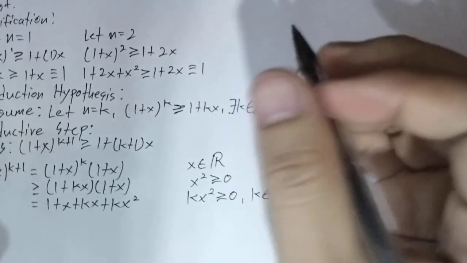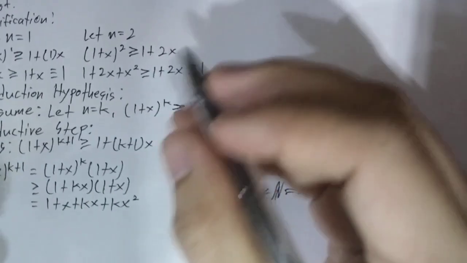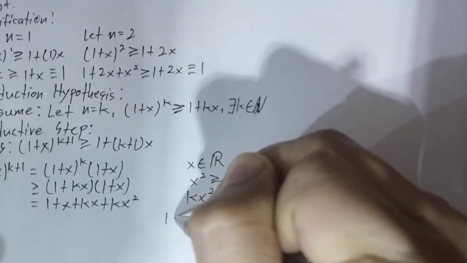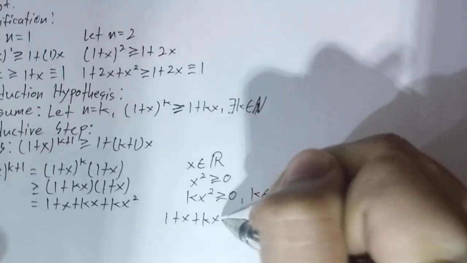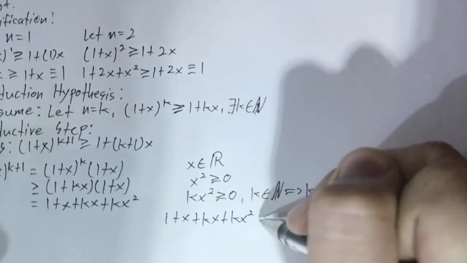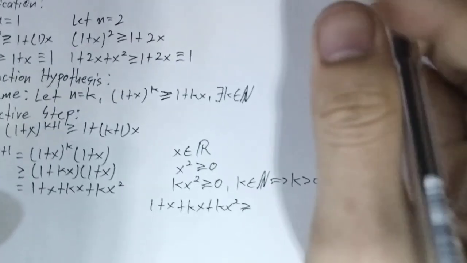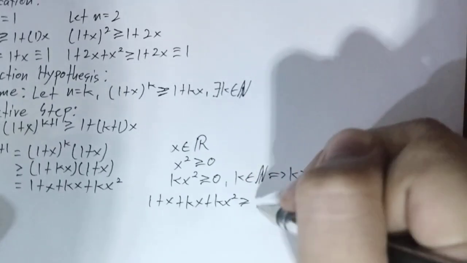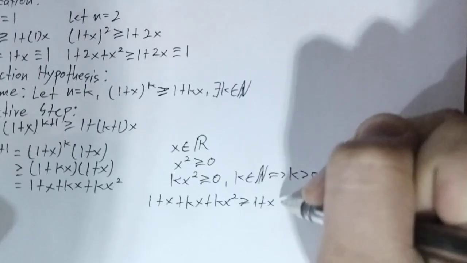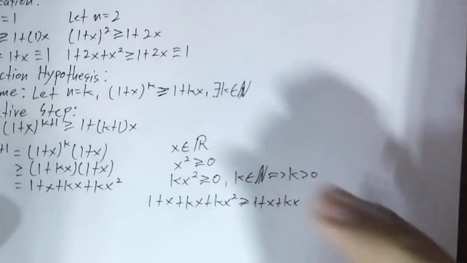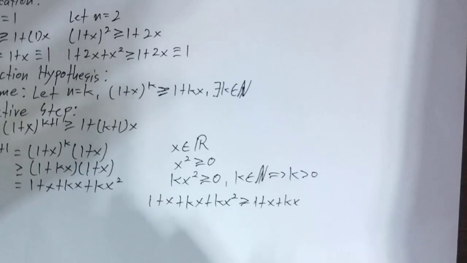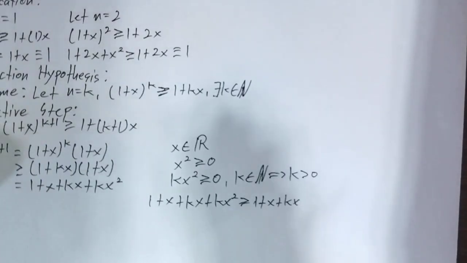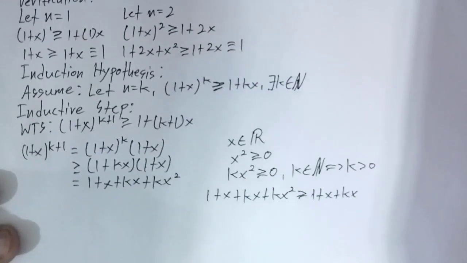Then what we're going to do is add to both sides 1 plus x plus kx, right? So kx squared plus 1 plus x plus kx will be greater than or equal to, let's do the same thing, 1 plus x plus kx. Good. So with that, let us go back to our proof.